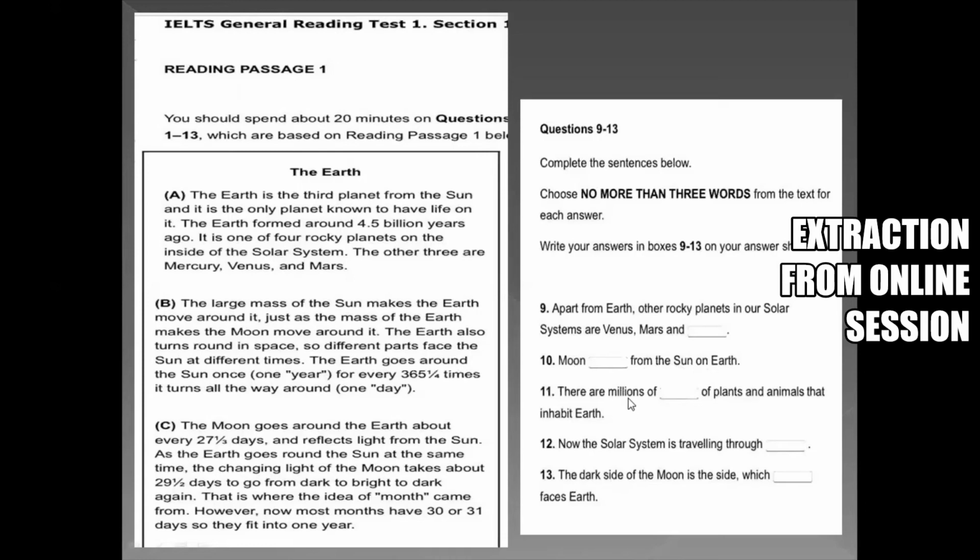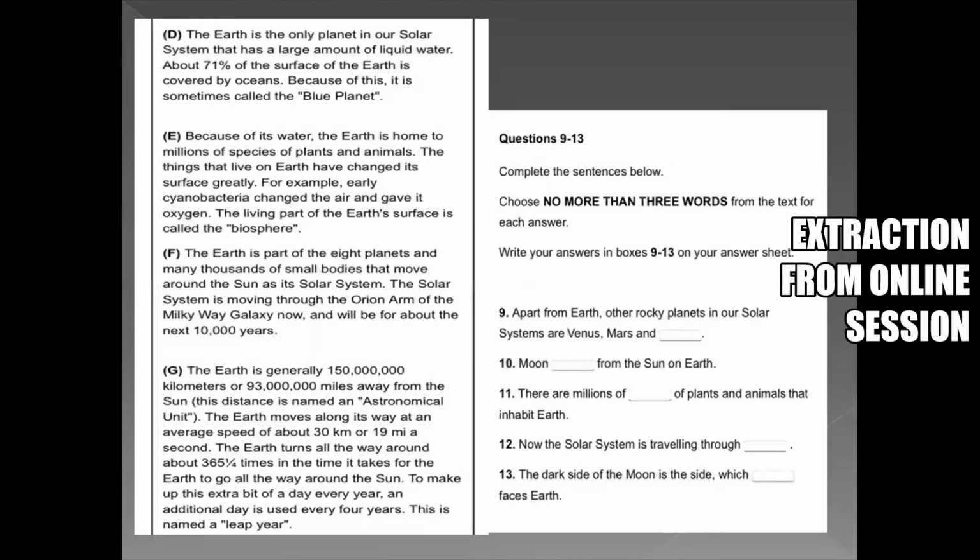11. Millions of years. Millions of what? What was mentioned in millions? Plants and animals that inhabit earth. In paragraph D, I think it was in D. It's striking me, D. No, E. Because of its water, the earth is home to millions of species of plants and animals. Species of plants. Millions of species.